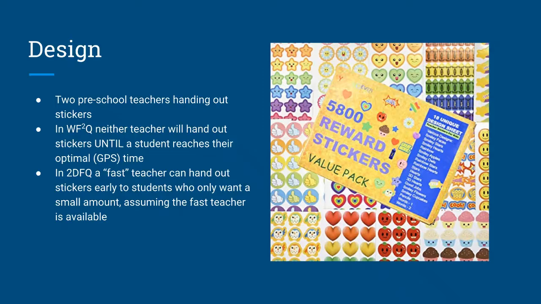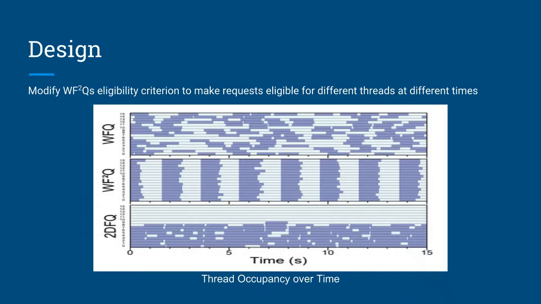In 2DFQ, you can actually split your teachers up according to who you want to be a fast teacher and who you want to be a slow teacher. So your fast teacher may handle your requests for 1 sticker, 2 stickers. Slow teacher is going to handle your requests for significantly more stickers, say 4 stickers or 6 stickers. By breaking up your worker threads into those different units, you can make sure that your students get the best service possible. And that's the same thing that 2DFQ is doing with its resource requests.